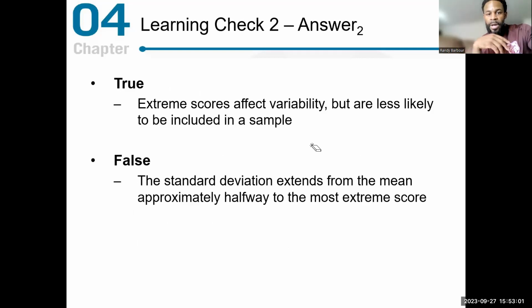The first one is true, right? Extreme scores affect variability. So the sample doesn't really include a lot of those extreme scores, so it is smaller than the population variability. And the second one was false. The standard deviation only extends from the mean to approximately halfway to the most extreme score. When we looked at that histogram, it's going to have your most extreme score, and it's going to be approximately halfway to the most extreme score.